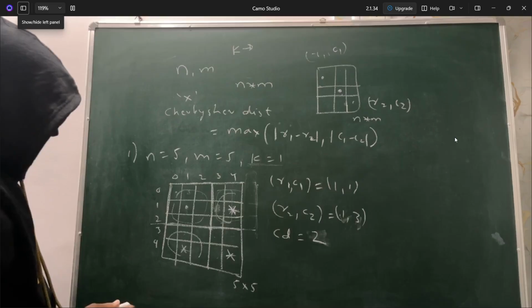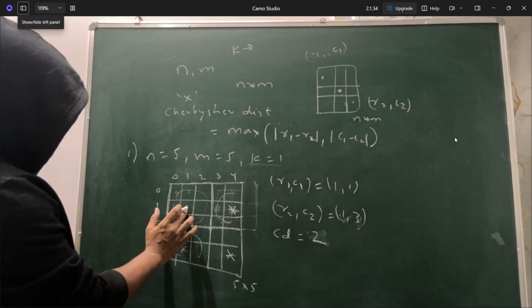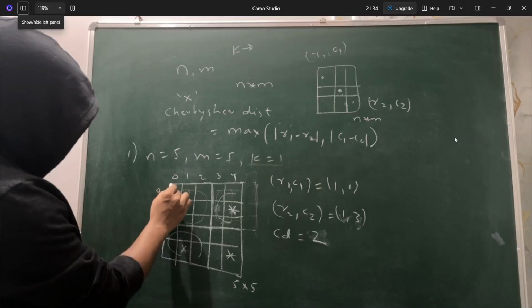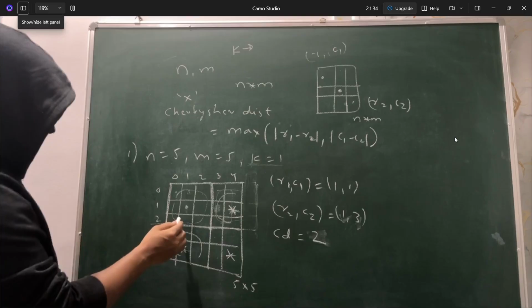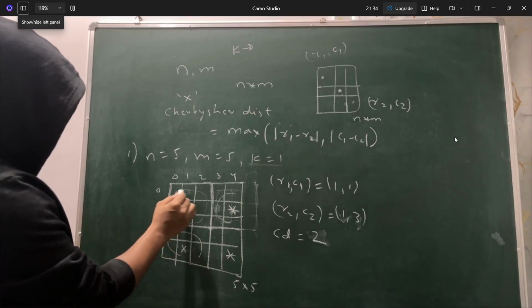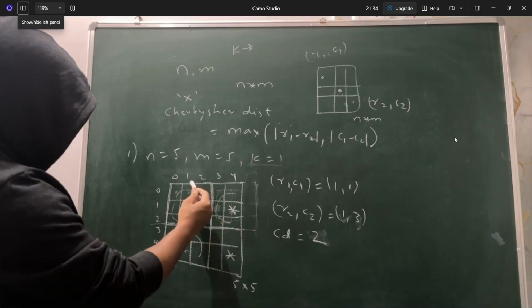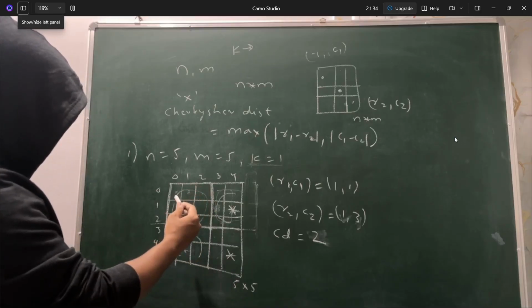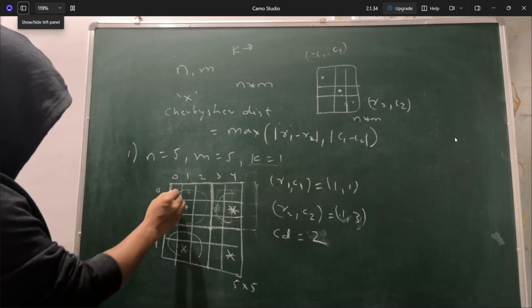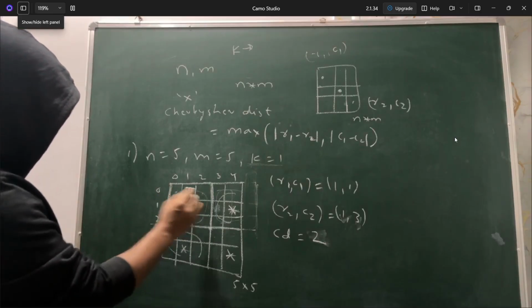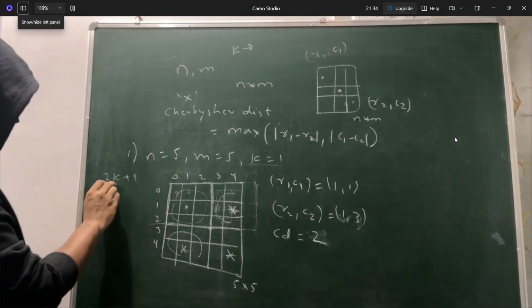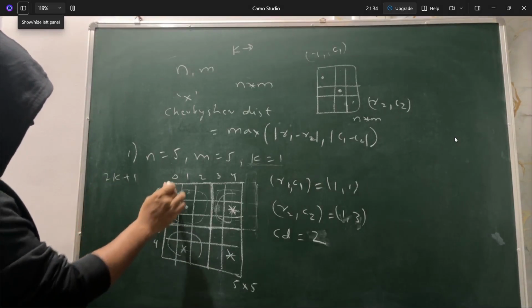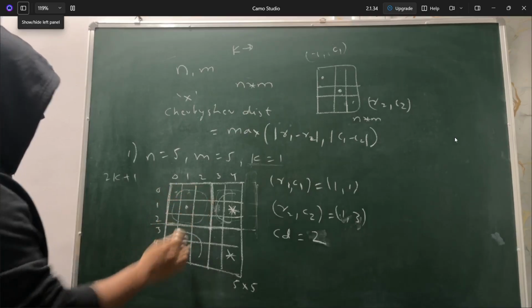Now how can you solve this? Since k is 1, what is the area that is covered by one sensor when k is 1? When k is 1, it is covering 1 2 3 distance and 1 2 3 distance, so it is covering 9 cells. So can we say the length and breadth are 2k plus 1? Yes, it is. If you put k equal to 1 here, it will be 3. So 3 distance is covered in each direction.